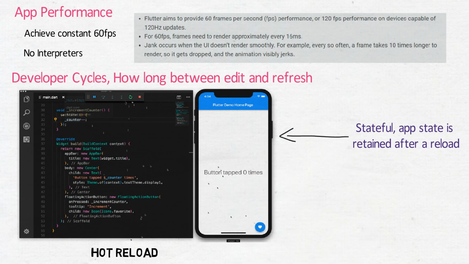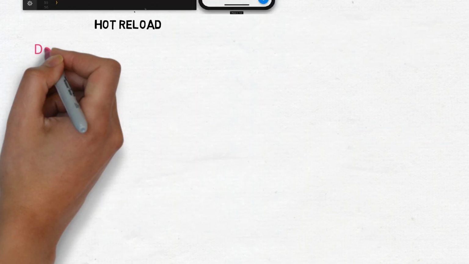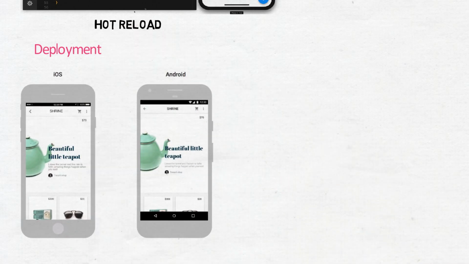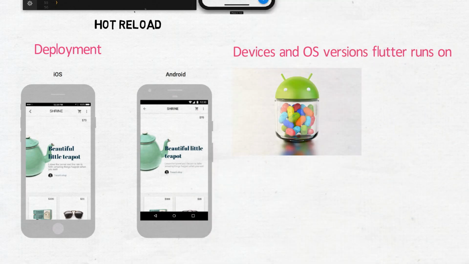You can compile and deploy your Flutter app to iOS and Android. Mobile OS, Android Jelly Bean version 16 4.1.x or newer and iOS 8 or newer.